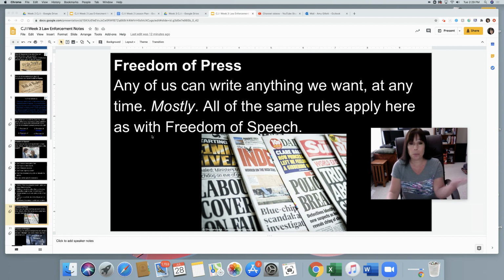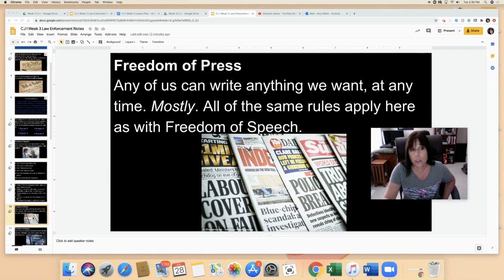So just think of speech and press as the exact same thing, except one is speaking verbally and the other is in writing, whether that's a newspaper, a book, a magazine, an article, and online posts, online stuff that you put out there, social media or otherwise, on websites, what have you. That's all considered press. And you have the same rights and exceptions as you do with speech. So I actually didn't give you a list for freedom of press because it is the exact same stuff.